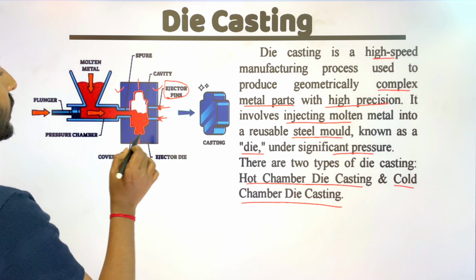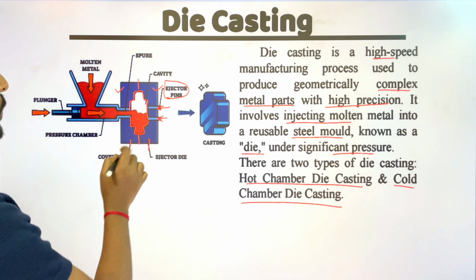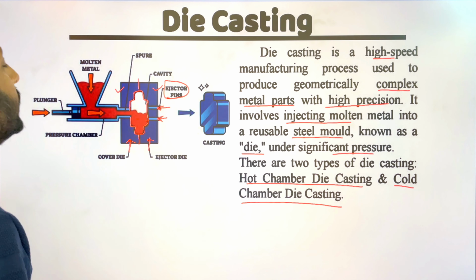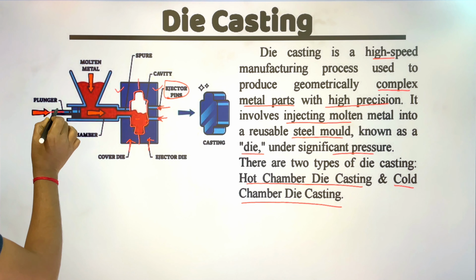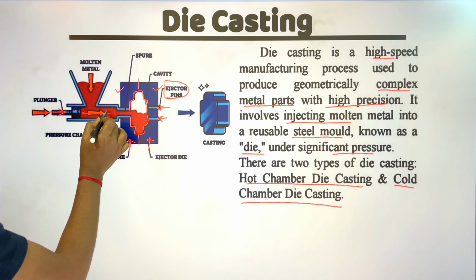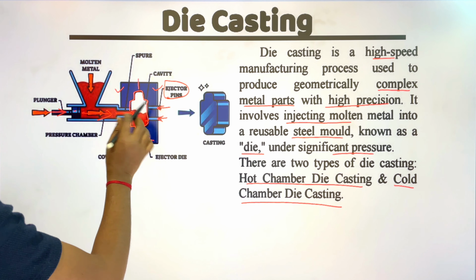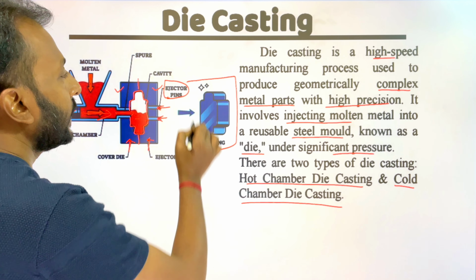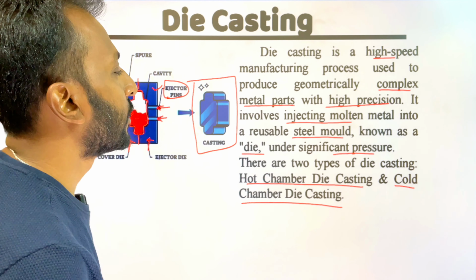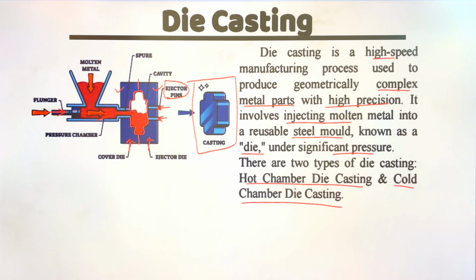So here one die is fixed and this is the movable die. Here the molten metal is supplied and the plunger forces the molten metal to enter into the mold cavity. After the casting process is done, we get this type of metal part. So let's now discuss hot chamber die casting and cold chamber die casting.